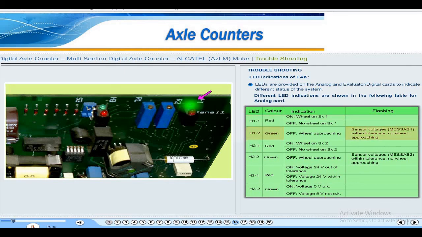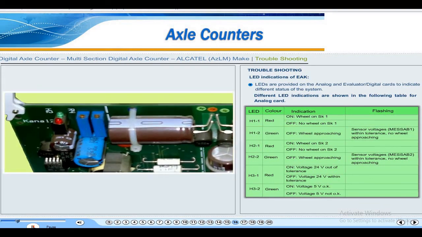H1 2 green LED normally keeps flashing, indicating that no wheel is approaching SK1. That is, mess up 1 is within tolerance limit. It goes off when a wheel approaches SK1. H2 1 red LED normally remains off when there is no wheel on SK2. When there is a wheel on SK2, this LED lights.